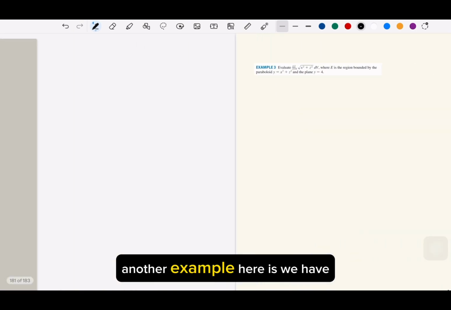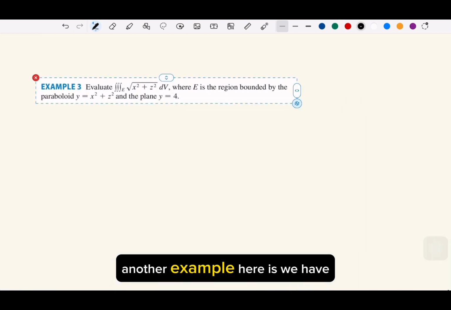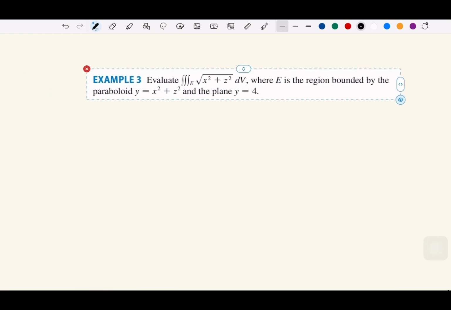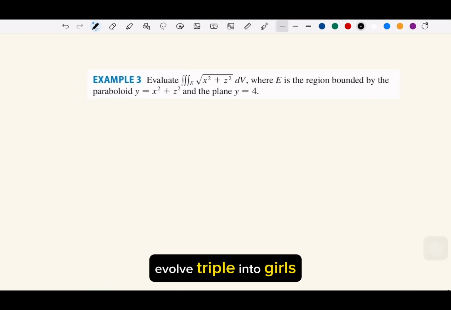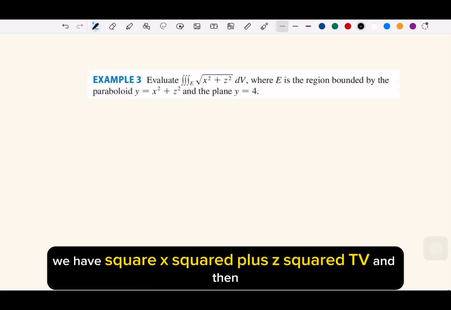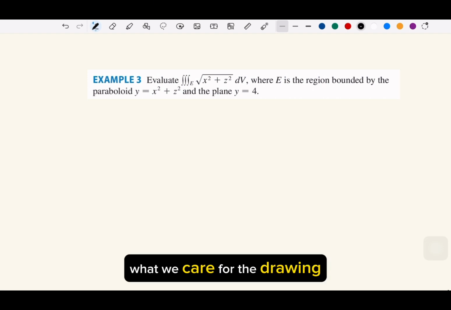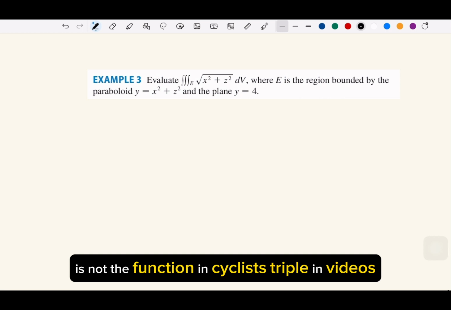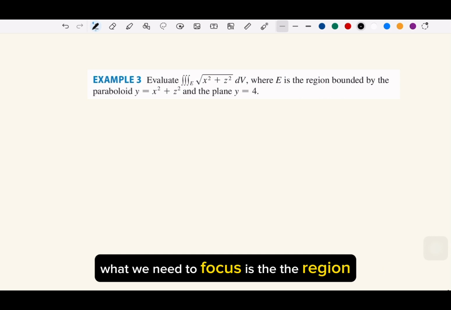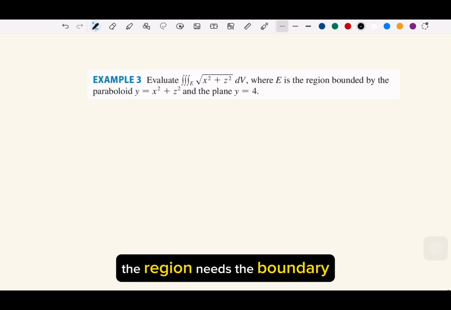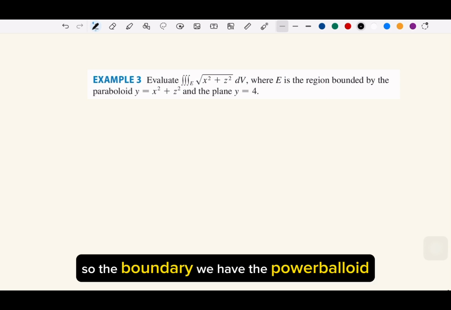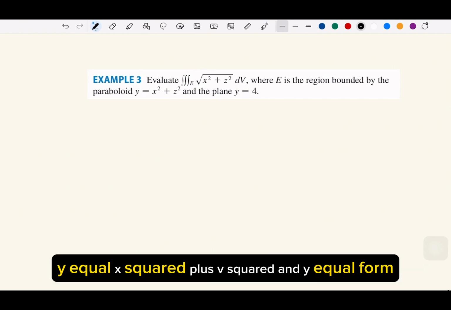Another example. Here we have: evaluate the triple integral of the square root of x squared plus z squared dV. And then what we care about for the drawing is not the function inside this triple integral. What we need to focus on is the region. The region means the boundary. So the boundary, we have the paraboloid y equals x squared plus z squared and y equals 4.